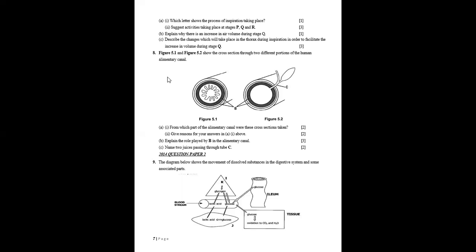Question 8. Figure 5.1 and figure 5.2 show the cross section through two different portions of the human alimentary canal.